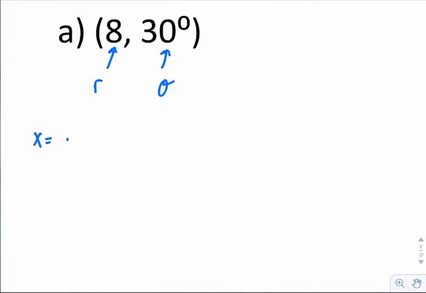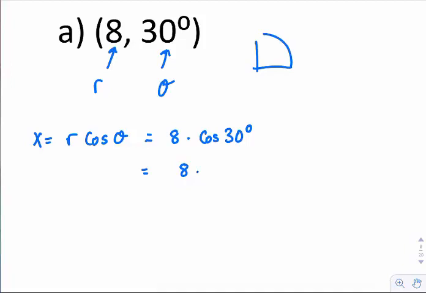So x equals r cosine theta, which in this case is 8 times the cosine of 30 degrees. So this would be 8, and then you'd have to just know, obviously, your cosine value. So if you're in the unit circle right here, you're at 30 degrees, which is this point. That's going to be radical 3 over 2, 1/2. So this is going to be radical 3 over 2 in this case. So my x value, if those cancel out, is going to be 4 radical 3. So that's my x value.